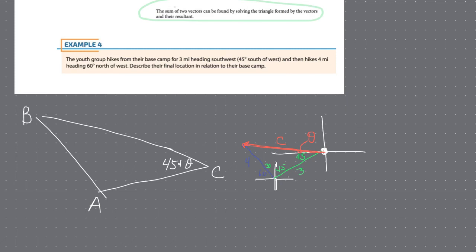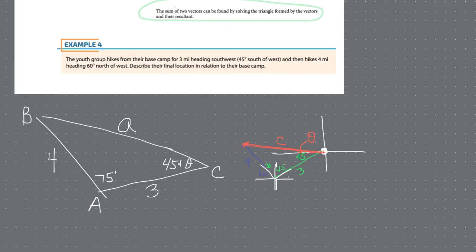Angle A is this entire angle right here, which is 30 plus 45, which is 75. So that angle is 75. Now this side over here is a. We don't know the measure of that side. This side over here, which would be our c, would be 4, and this side over here, which would be our b, is 3. So I'm going to use the law of cosines to figure this out.